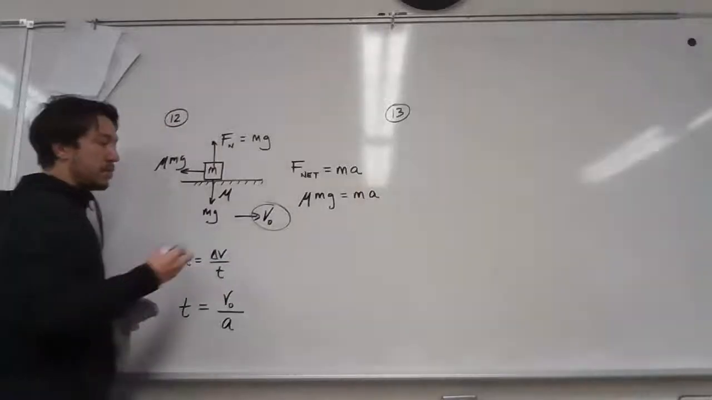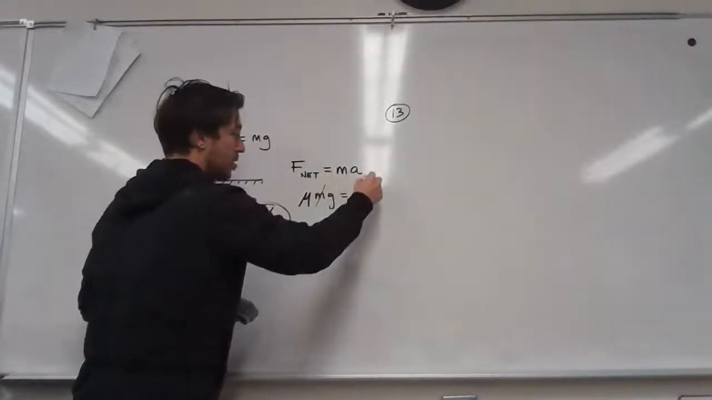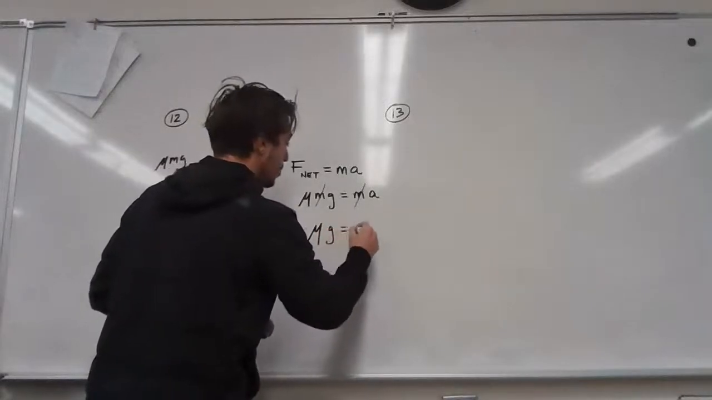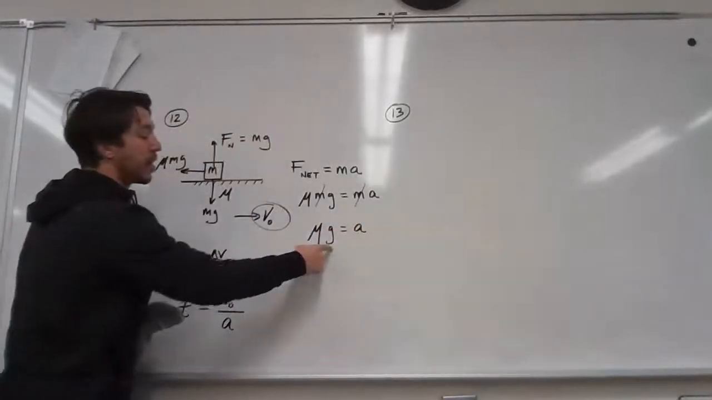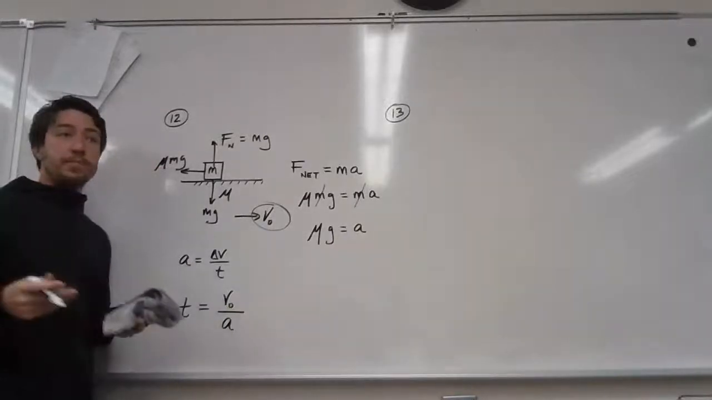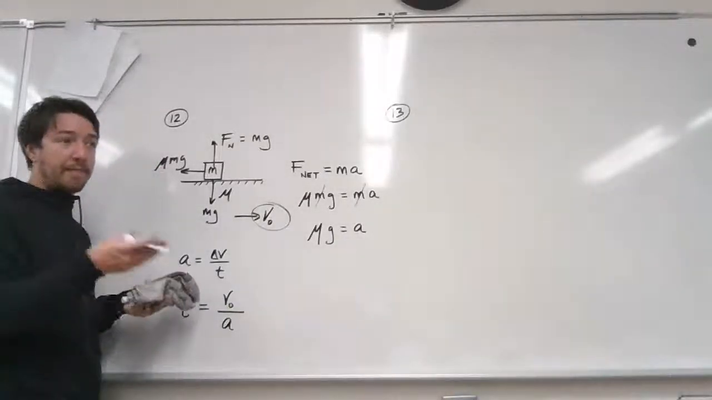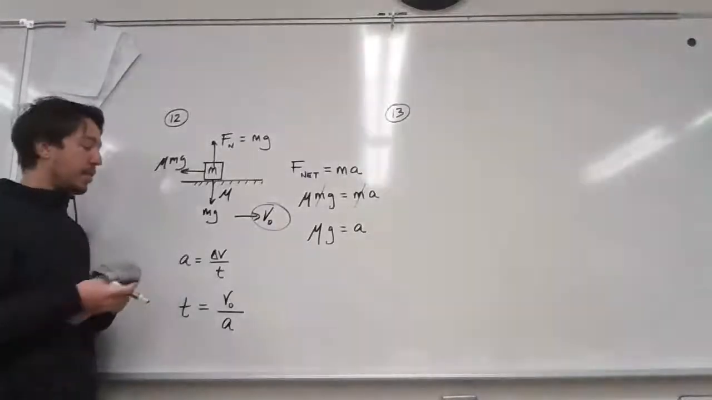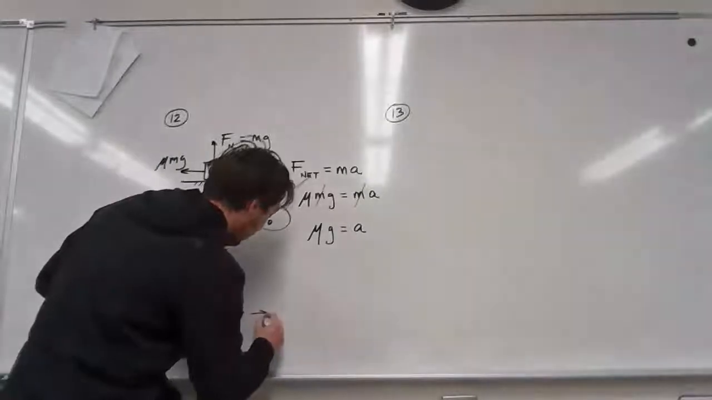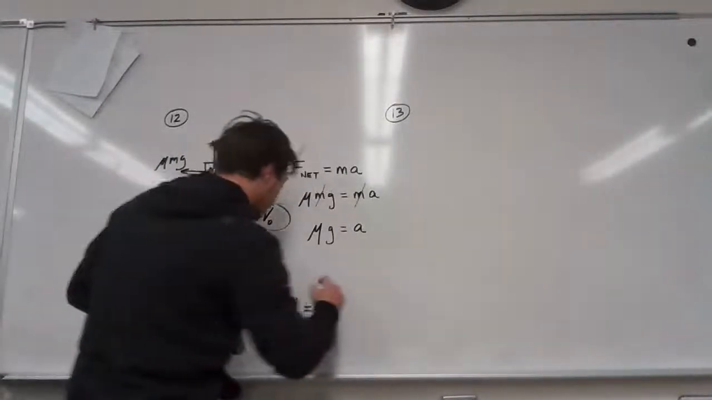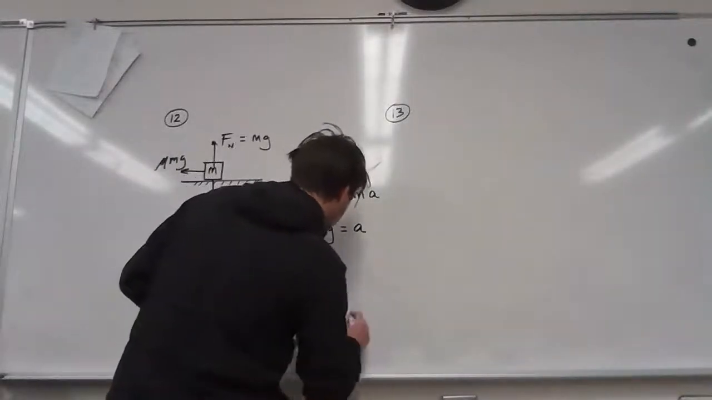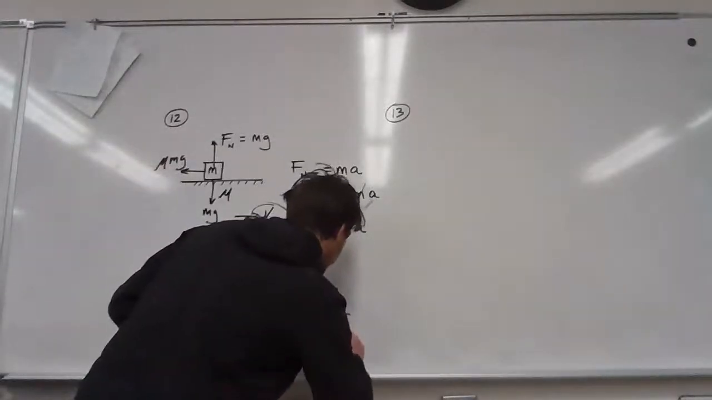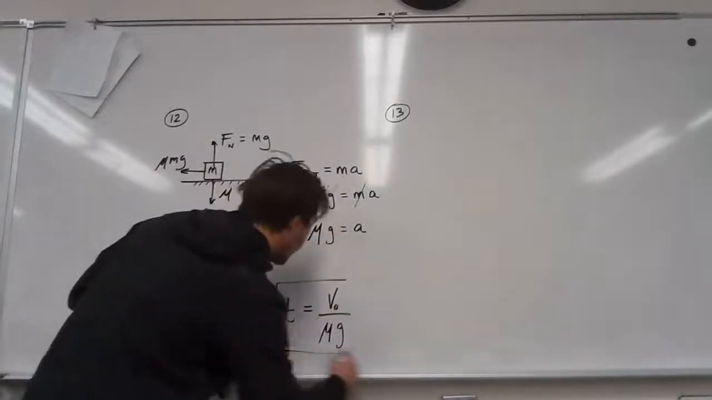And then what happens? The m's cancel out. So the acceleration turns out to just be mu times g. So let's say mu was 0.5, then the acceleration would be half of 9.8. If mu was 0.1, it would be a tenth of 9.8. So my formula, I guess, is t equals v naught over the a value, which is mu g. It's a pretty nifty formula.